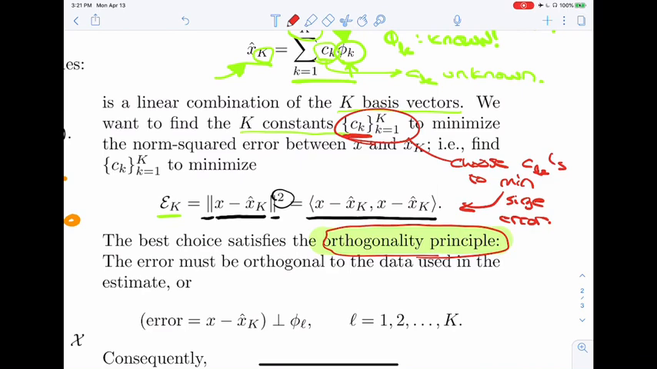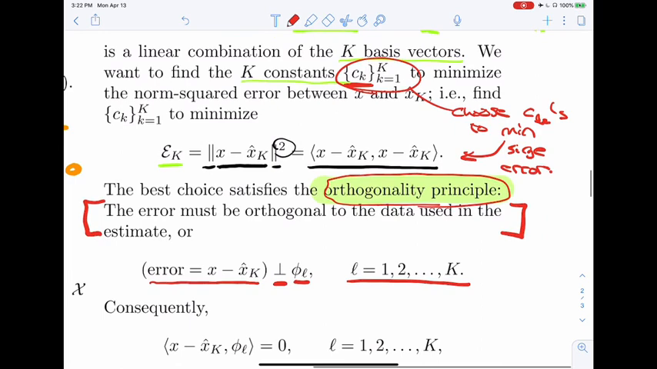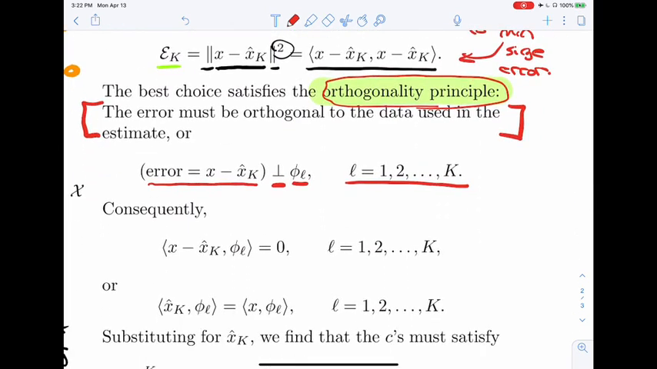And what is the orthogonality principle? The orthogonality principle is that the error must be orthogonal to the data used in the estimate, the phis. So the error, that's x minus x hat, needs to be orthogonal to the building blocks, and not just for one of them, but for all of them. So if I want to find the best c sub k's, and there's cap K of them, I need to make sure that the error is at right angles, orthogonal, perpendicular to the cap K basis functions. I subscripted them phi sub L just to avoid some confusion, because we're going to get both L's and little k's coming up here.